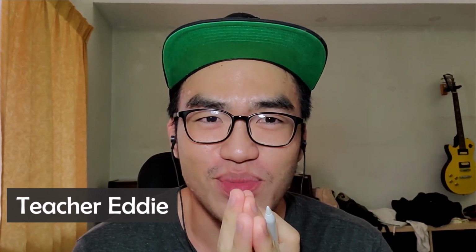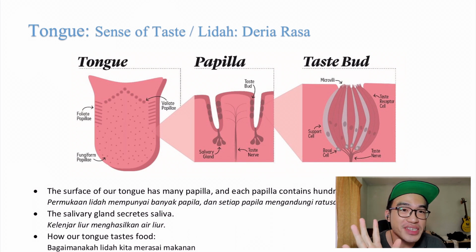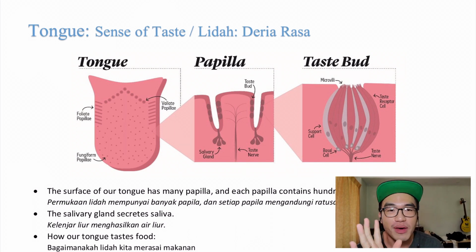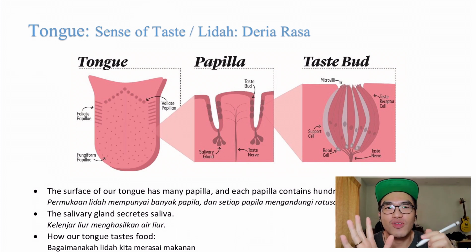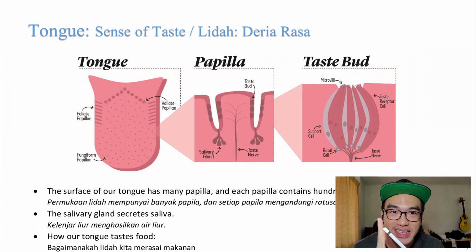Do you know the slimy thing, the thing that sits in your mouth? Yes, of course, we are talking about your human tongue. The human tongue is responsible for one of the 5 main senses, 5 deria, we call it in BM, of your body. Okay, so your tongue is responsible for your sense of taste, deria rasa.